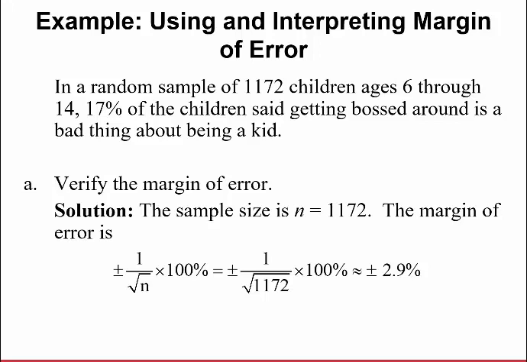So what is the margin of error here? The sample size n is 1,172 kids. Just following the formula, take plus or minus 1 divided by the square root of n. Well, 1 divided by the square root of 1,172, and then times that by 100%, you get a margin of error of 2.9%.